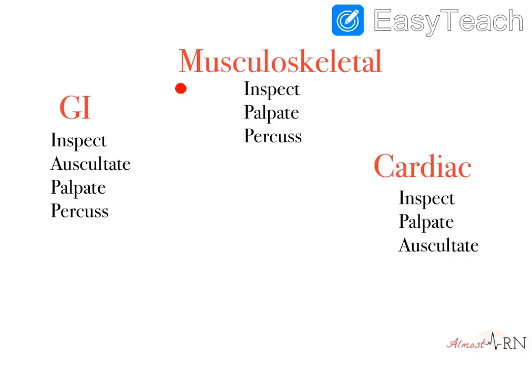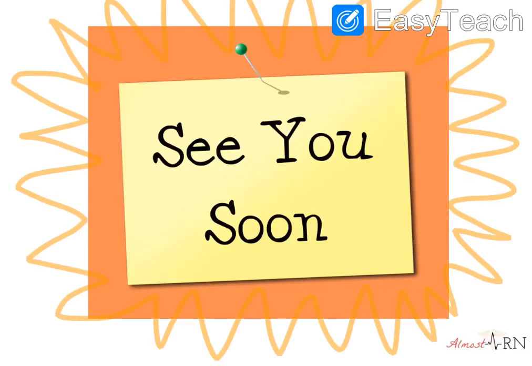For musculoskeletal, we inspect, palpate, and percuss. If you notice here, we don't have any auscultation. There's nothing we need to listen to. And for cardiac, we inspect, palpate, and auscultate. We do not percuss in the cardiac assessments. So I just wanted to show you guys that although you may not need to memorize it in a certain order generally, if you're talking about certain focused assessments, there is a specific order. And so that's just a quick little overview of the physical assessment techniques.